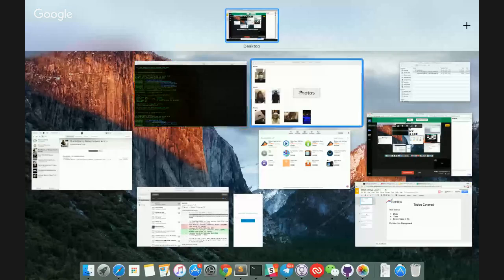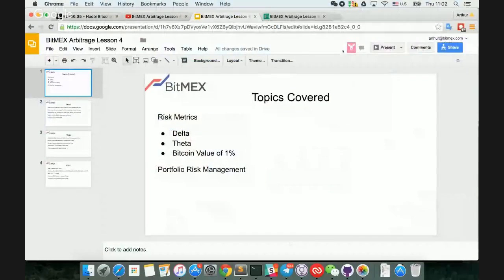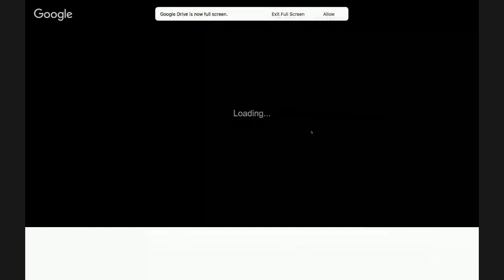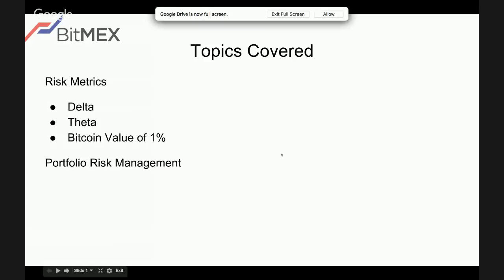So first we'll take a look at the slide deck. Today we're going to cover three risk metrics: Delta, Theta, and the Bitcoin value of 1%, and then we'll combine all three together and look at a portfolio of futures contracts.